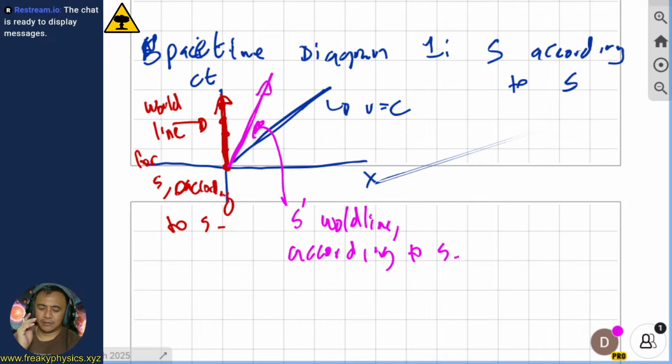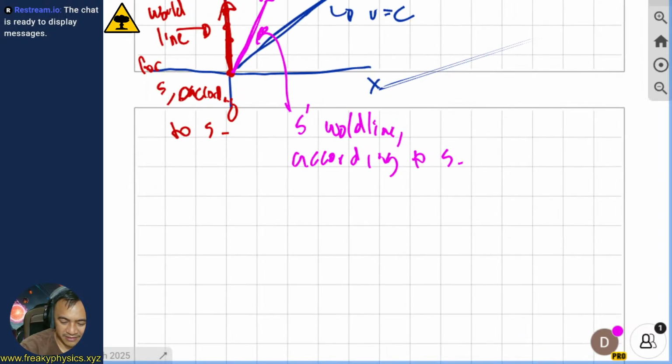Now, you notice something though? This makes a certain angle theta here, right? Don't worry, we won't go too much into the math behind it, but you notice that there's this angle theta here. Now, what I'm going to do is draw a new set of coordinates according to S prime. Okay, so S prime's.